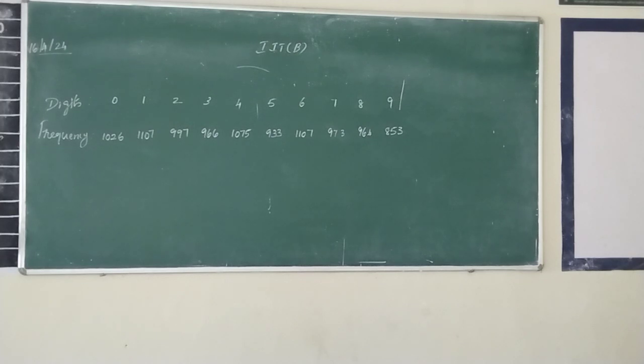So this is one type of problem in goodness of fit. Instead of this telephone directory, you may be given the number of mistakes in a page.